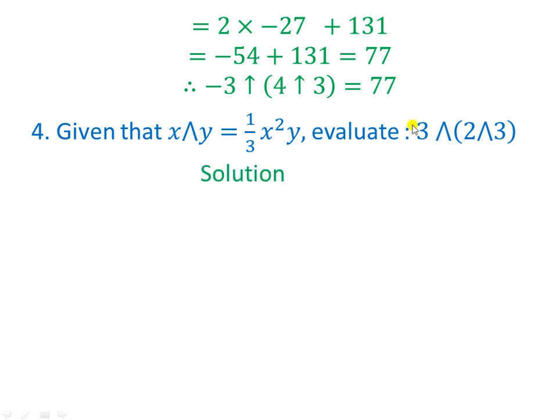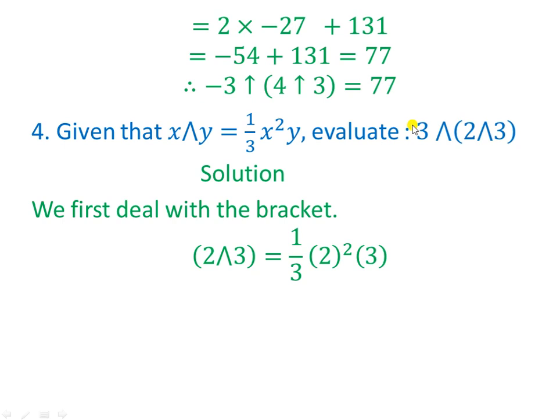So we shall say that 2 * 3 is going to be a third into 2 squared into 3. But how have we got this? By simply comparing 2 * 3 with x * y. x corresponds to 2 and y corresponds to 3. So it means wherever there is x, we shall put 2. And wherever there is y, we shall put 3. And that is what gives us this first step that we have.